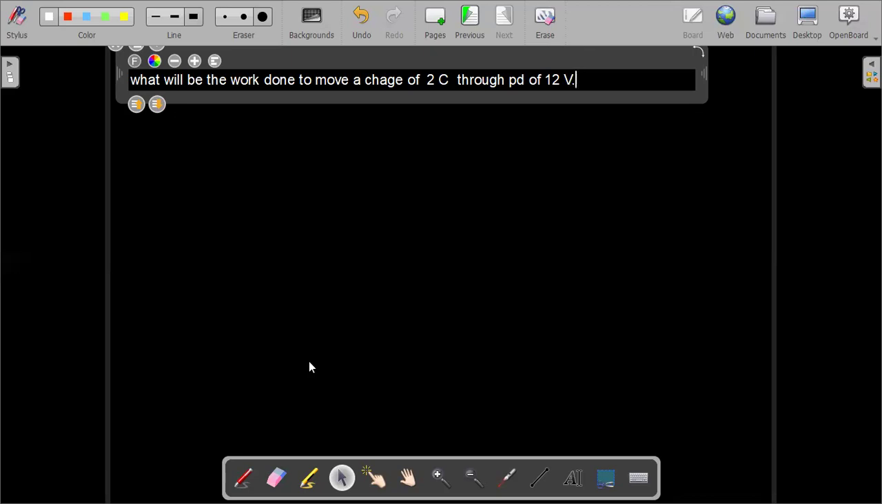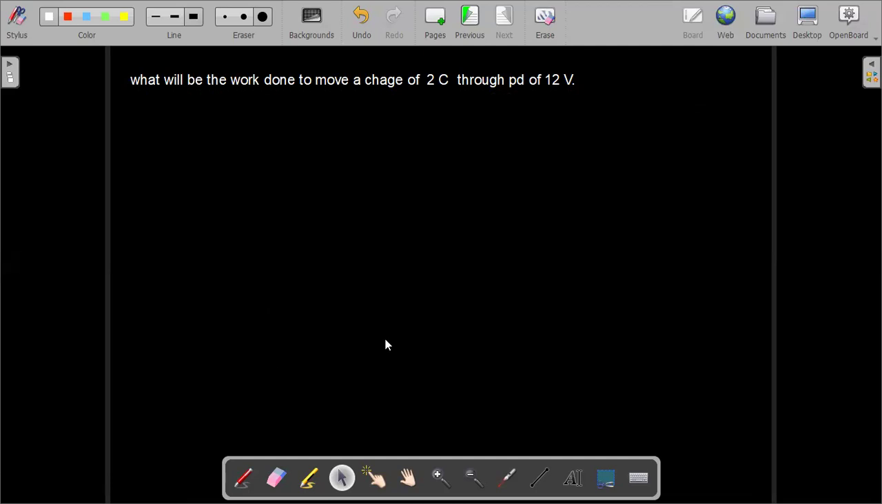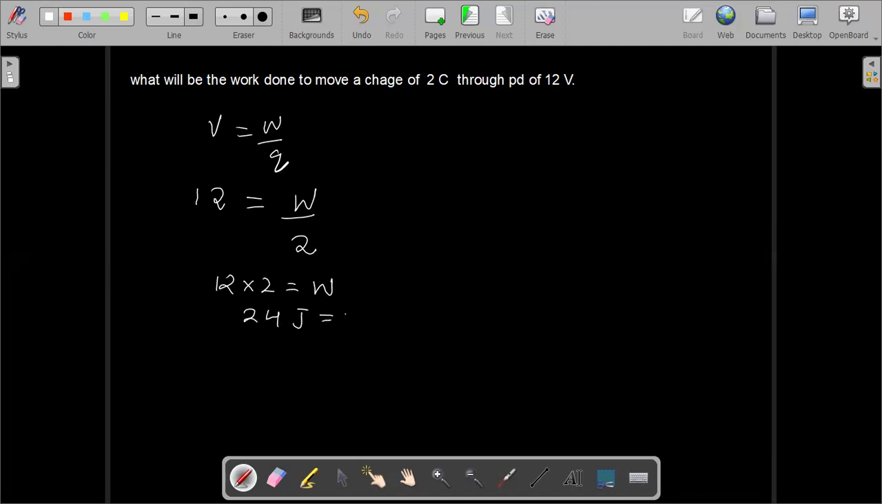Okay, see, it's very simple. You just need to use the formula V equals W over Q. Here the potential is given as 12 volt. So we use potential difference as 12 equal to W, which is work done, divided by charge, which is 2. So 12 multiplied by 2 will be equal to the work done. 12 multiplied by 2 is 24. So you get 24 joule is equal to work done. Got it? So the answer is 24 joule. It was quite simple.